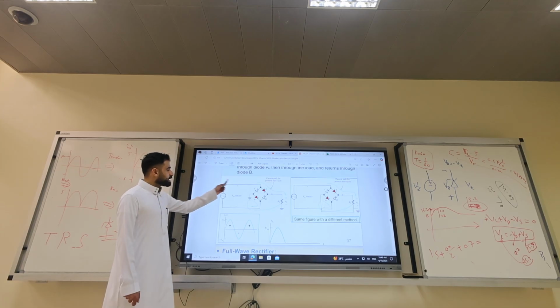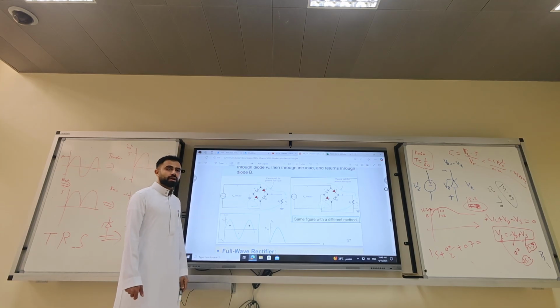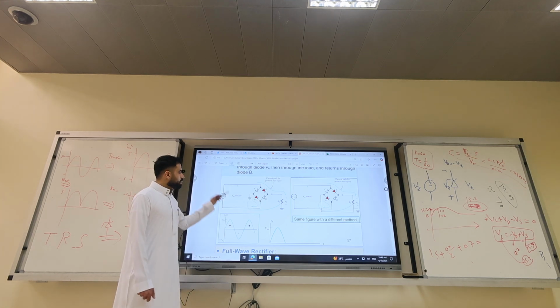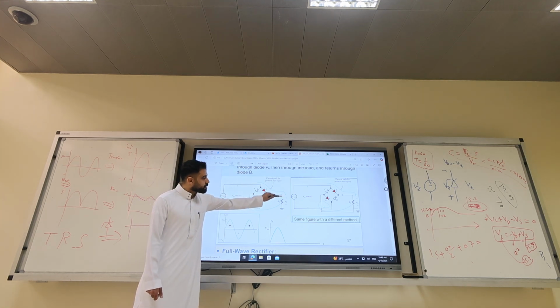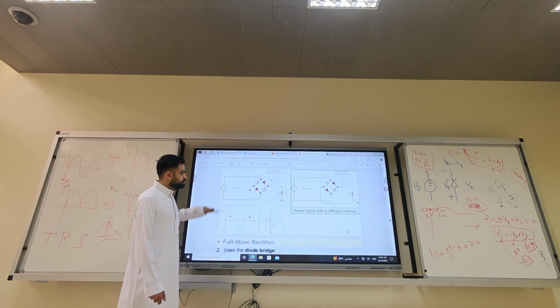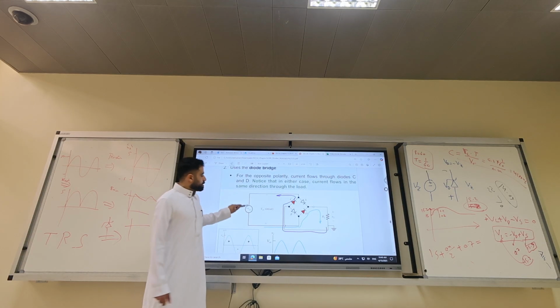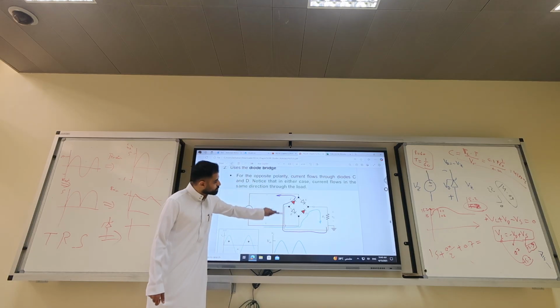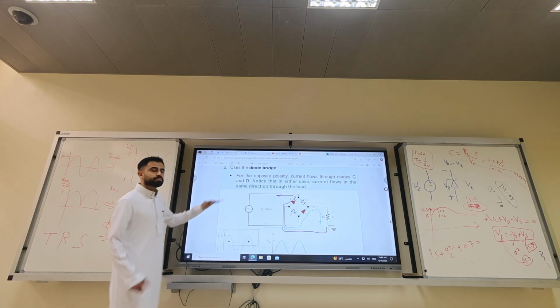At the positive cycles, A and B are on. At the negative cycles, C and D are on. In the positive cycle, the current will go through the load and back to the ground. In the negative cycle, the current will go through the load and go back to the source.